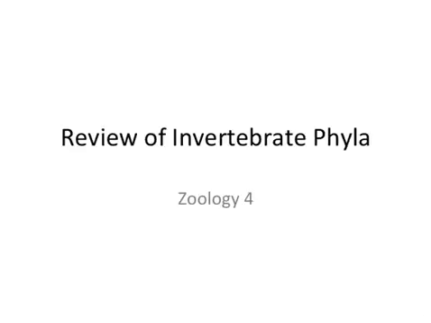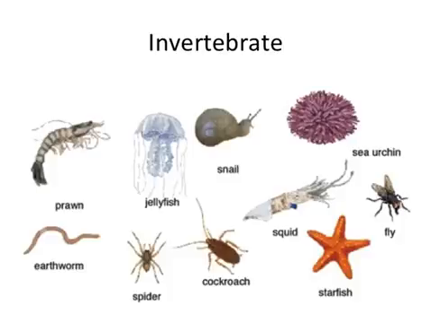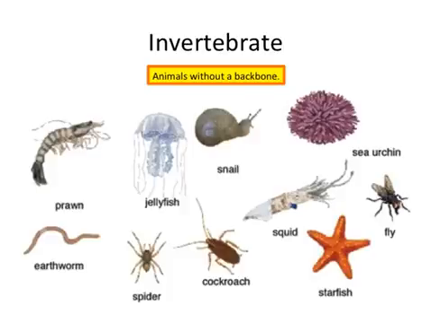In this lesson, we'll be reviewing the invertebrate phyla. An invertebrate is an animal without a backbone. All of the animals we have discussed in Zoology 1 through 3 are invertebrates. They do not have a backbone. In the next few slides, we will be reviewing those animal phyla.